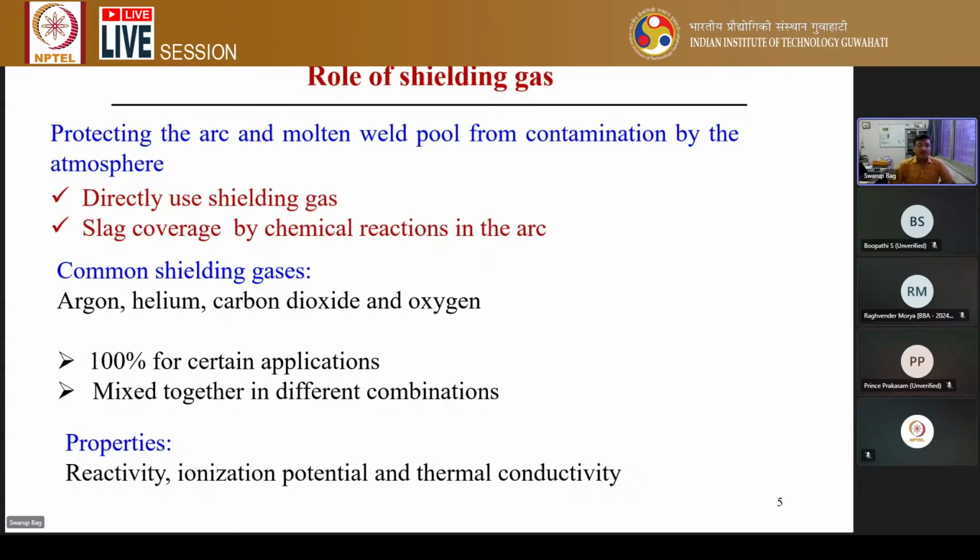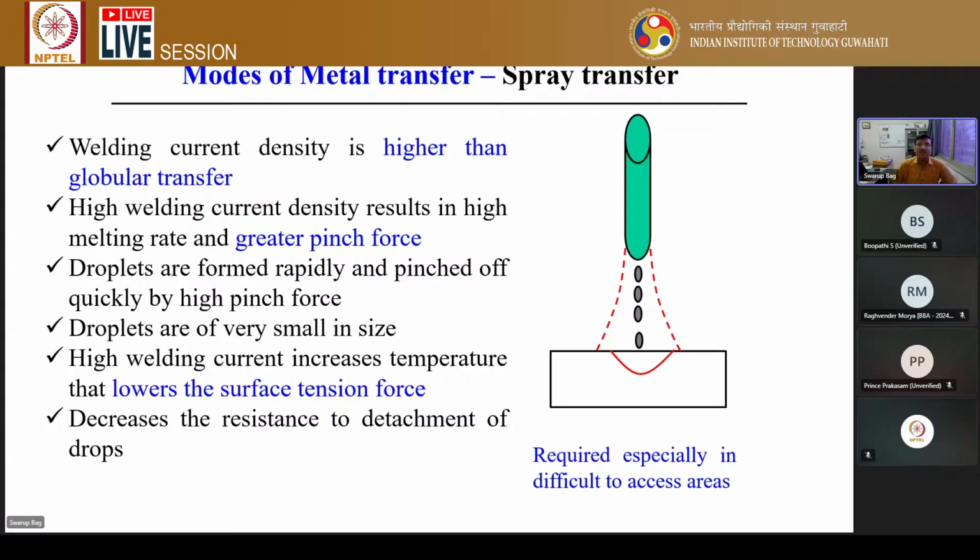Now, sometimes we use the flux also. In that case, the flux reacts with the molten material and forms the slag, and slag is lighter in weight, so it comes on the top of the weld pool. So you can easily remove the slag from the welded component after solidification. So that is the purpose of using the shielding gas.